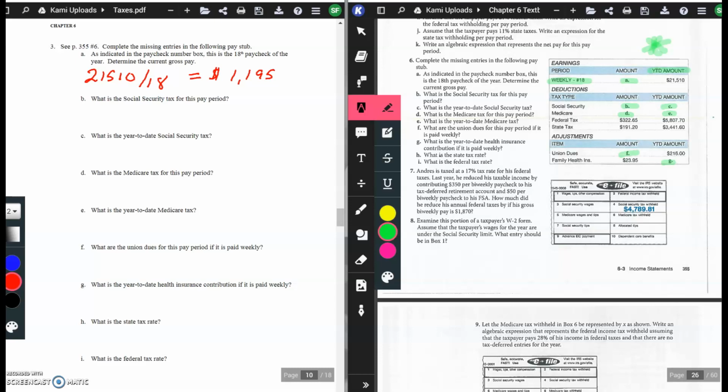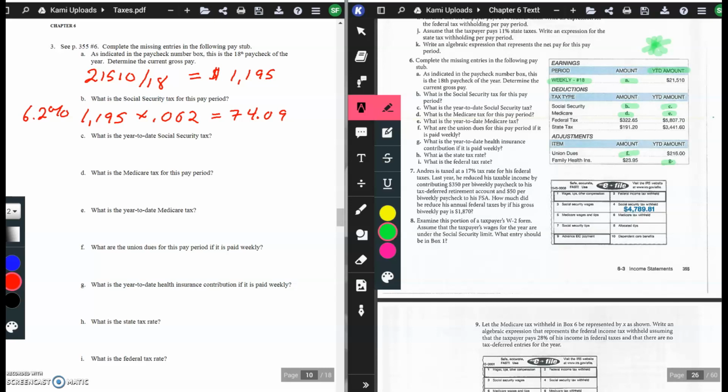What is your Social Security tax for this pay period? So your gross pay for the pay period is going to be part A, $1,195. And remember, your Social Security is 6.2%, so times 0.062. When you multiply that together, you get a Social Security amount of $74.09. So part B in the pay stub would be $74.09.